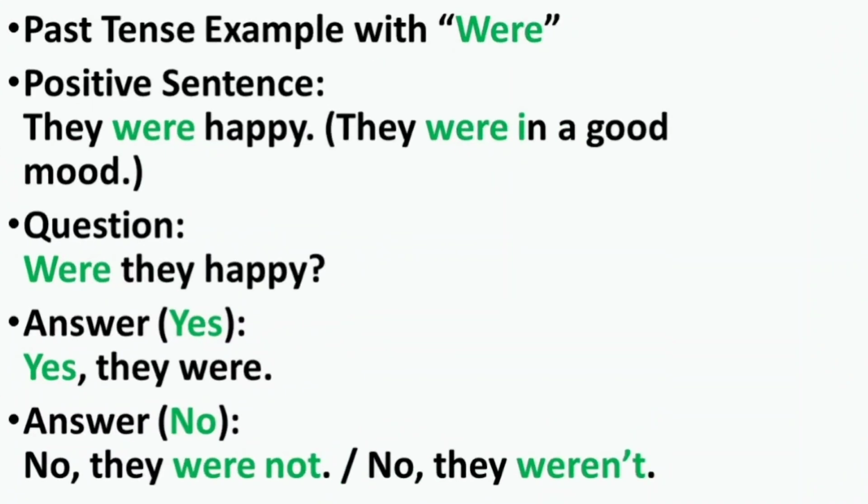Past tense example with were. Positive sentence. They were happy. It means they were in a good mood. Question. Were they happy? Answer. Yes, they were. For negative answer, no, they were not. No, they weren't.